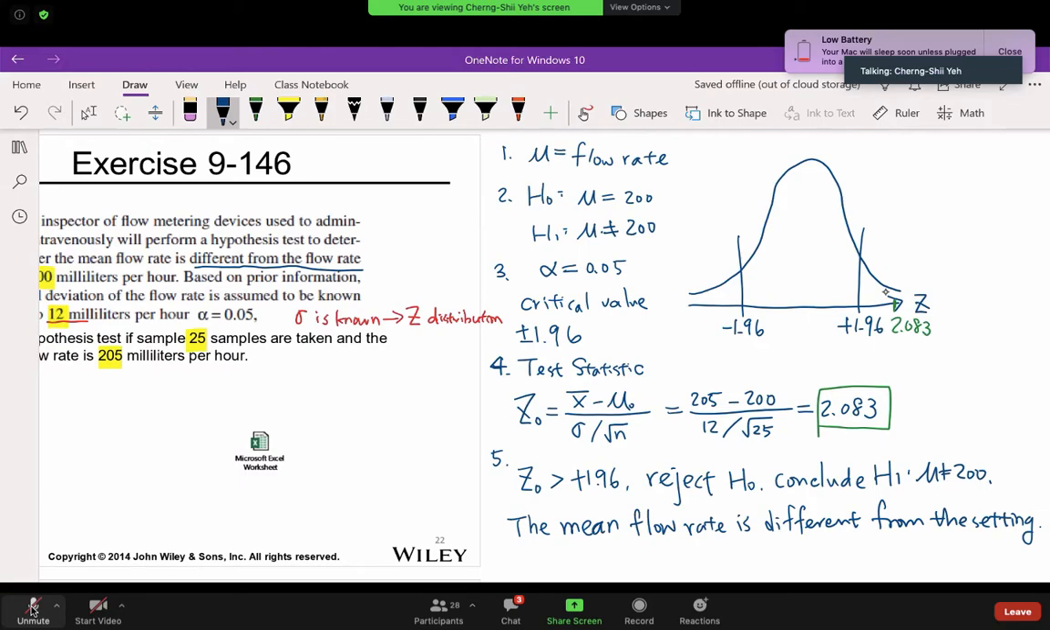Okay, what caused that difference? How can we bring it back? What are we going to do with the current process? So a lot of decisions have to be made after this conclusion. So it's very important to state exactly what the conclusion is.